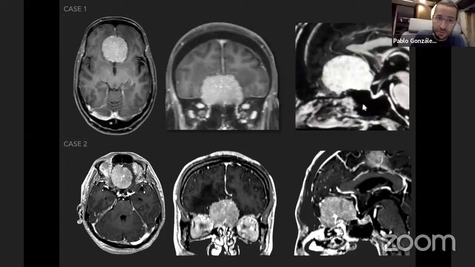The first one is more likely located in the planum sphenoidale. We can see the planum here, so probably the attachment is right there. And the second one is more likely a real olfactory groove meningioma. So you can see the depression, where the feeders are coming.